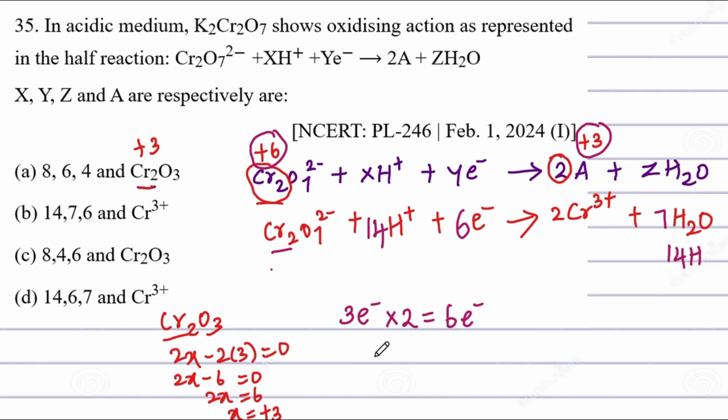So what is the value of X? The value of X is 14. Then the value of Y is 6. Then the value of Z is 7. So the answer is 14, 6, 7. And what is the answer for A? A is Cr3+. So the correct option, 14, 6, 7 and Cr3+, is D. So the correct option is option D.